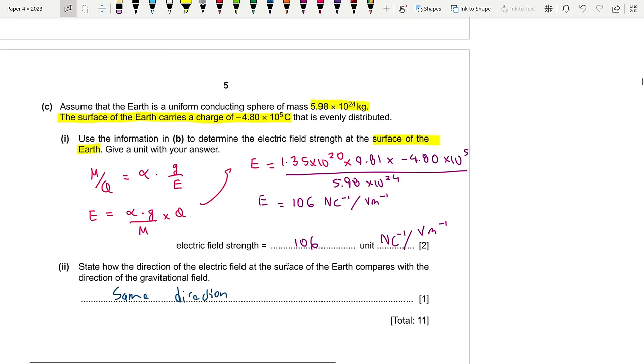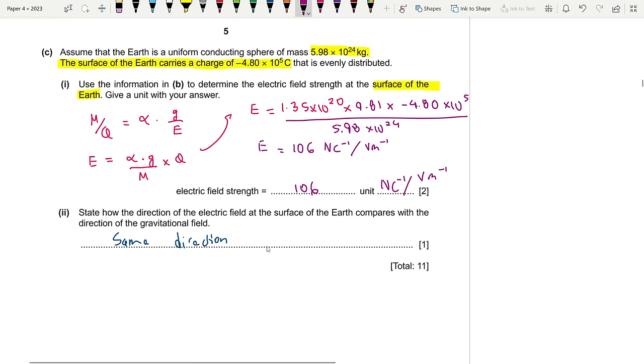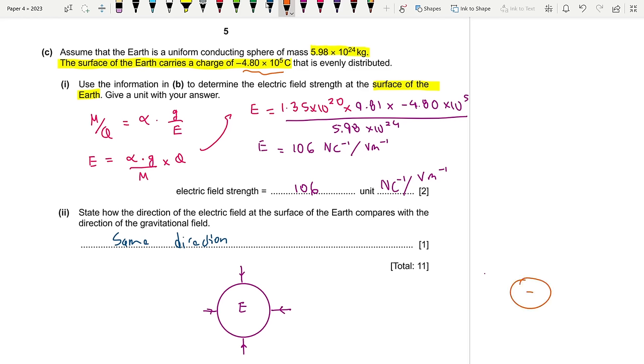State how the direction of the electric field at the surface of the earth compares with the direction of the gravitational field strength. So we know that this is the earth, and it has mass. So for any mass out there, you guys know that the gravitational field lines point inwards, right? So it's inwards. Now, it is a charge with charge of negative. So any negative charge has electric field lines pointing inwards. So since it has negative charge, the electric field lines are also pointing inwards.